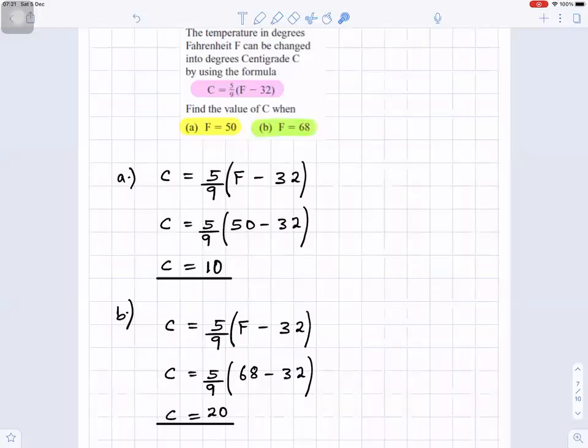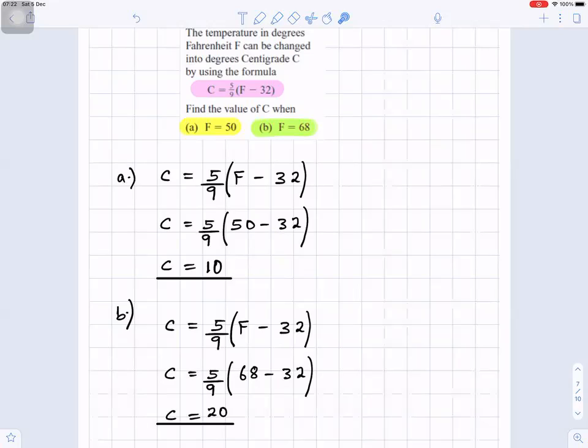We do that by substitution. So we write out the formula and then we sub in the numbers. The value for F is 50. We sub in 50. And we do the brackets first using BIDMAS. 50 minus 32 times 5 over 9. And that will give us 10.